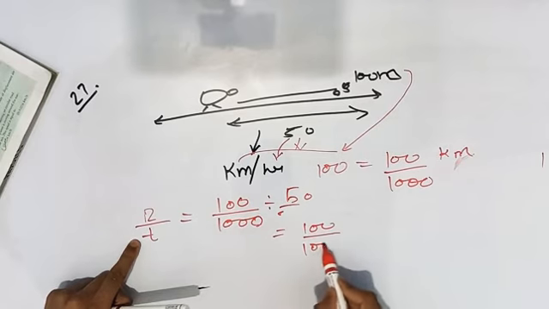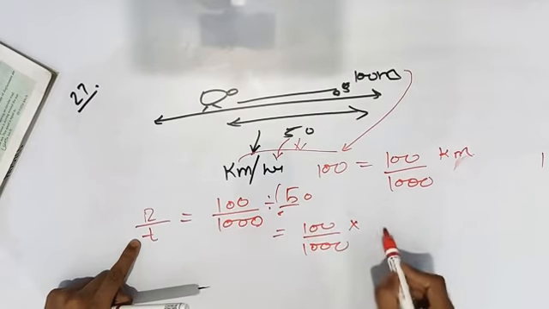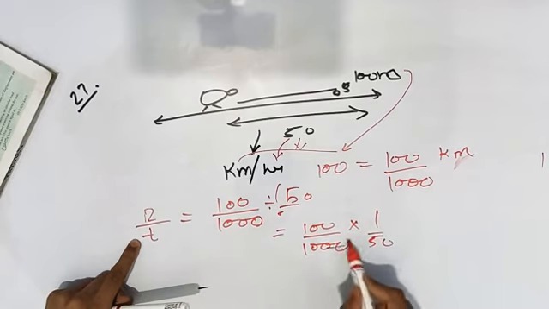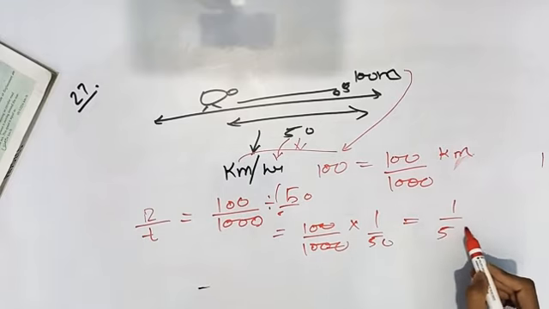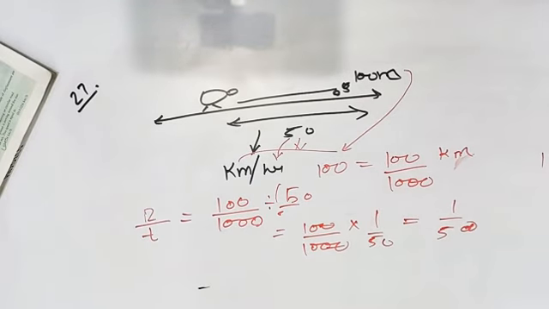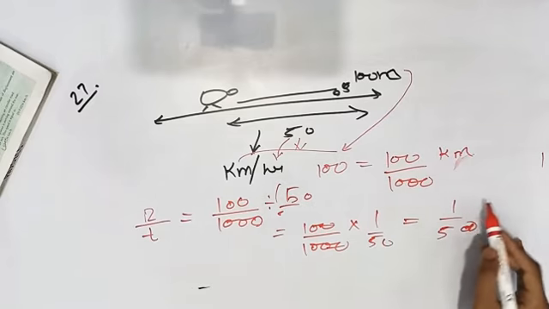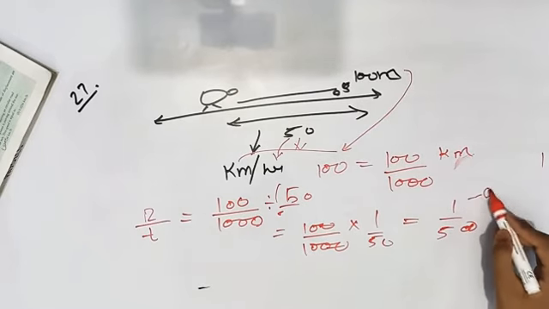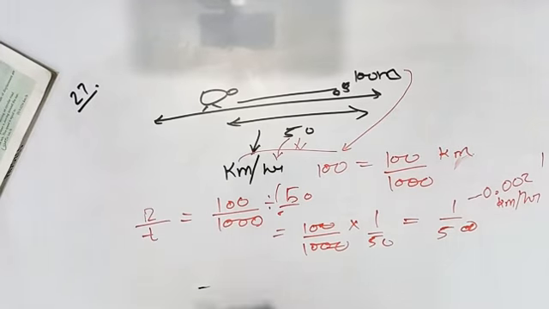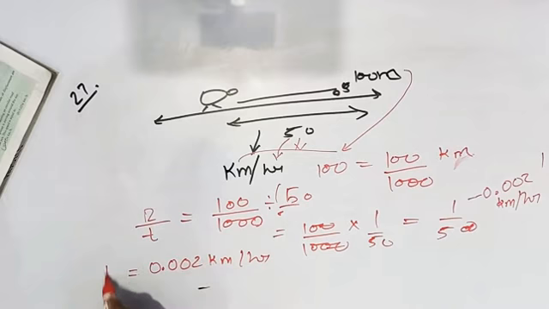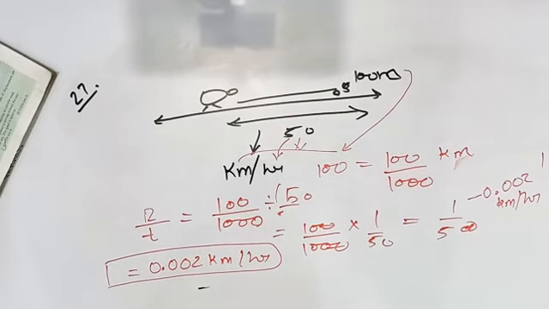100 upon 1000 multiplied by the inverse, 1 upon 50. So the zeros cut, and we will get 1 upon 500. When we convert 1 upon 500 into decimal, we will get the answer 0.002 kilometer per hour. So friends, the answer of this is 0.002 kilometer per hour, means a snail is traveling 0.002 kilometer in 1 hour.